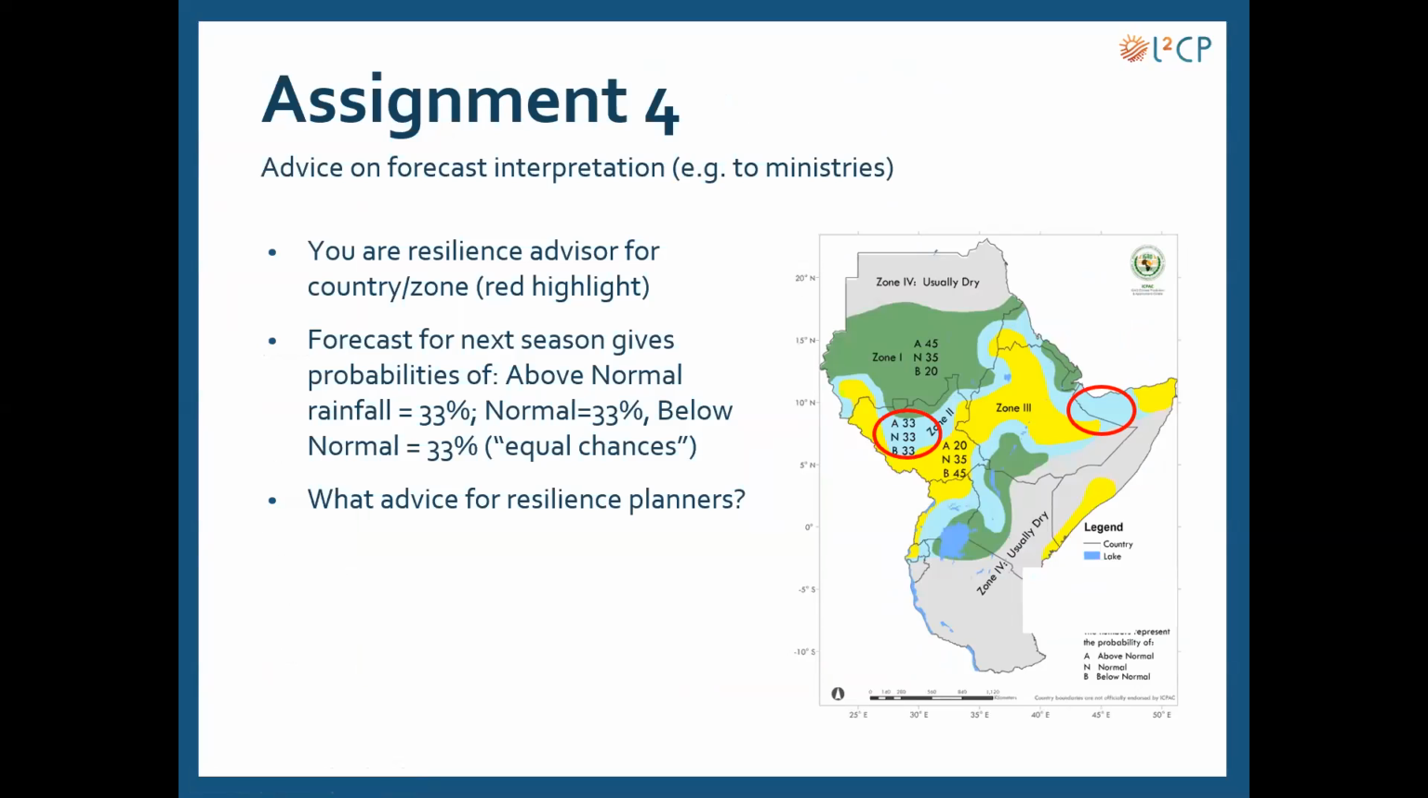Assignment 4 was a similar one, but this time there was no context given. It just said that the forecast is for equal chances. What advice now can you give? So this is over here, or maybe even over this side, where you have 33, 33, 33.